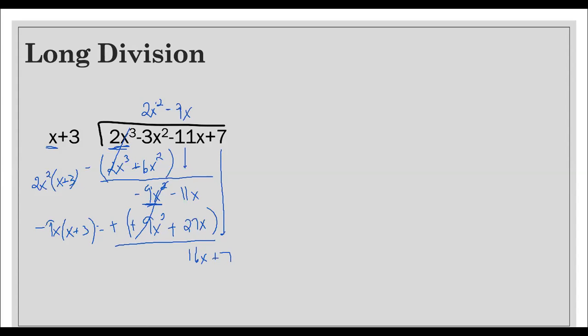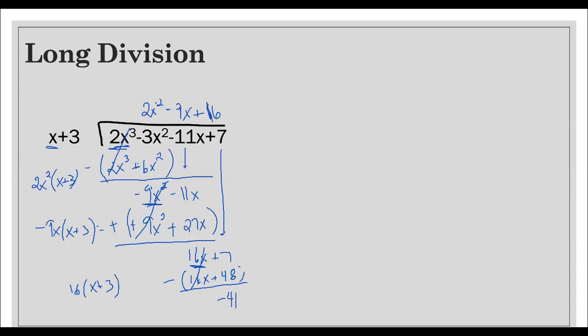Okay. Again, we're looking at our leading term, this 16x, so we have to add plus 16 here. And then this again is 16 times x plus 3. So this becomes 16x, and 3 times 16 is 48, plus 48. And again, we're going to subtract all of this. 16x minus 16x is 0. 7 minus 48 is negative 41. So up here, we have negative 41 as our remainder.